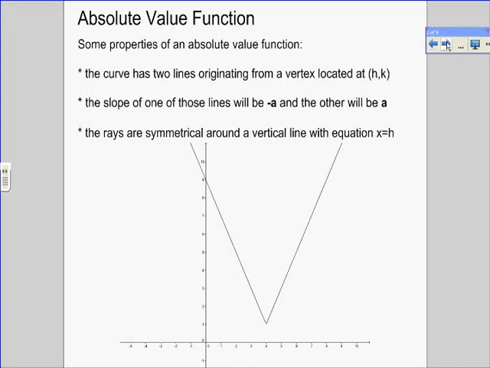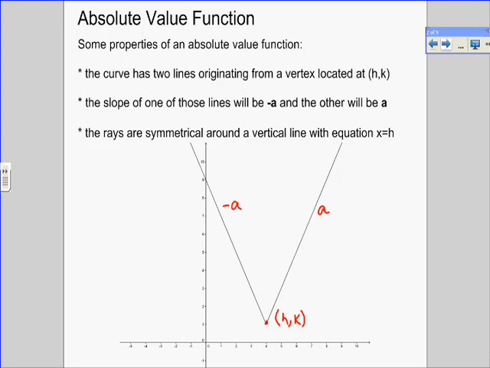A few properties of our absolute value function. The curve has two lines that originate from a vertex. Our vertex is right here for this example, and its location is (h, k). And we'll be using that whenever we watch our video on finding the rule of an absolute value function. The two lines that make up either side of our function have slopes of negative a and a. And again, that value a is something that we see in the equation of an absolute value function.